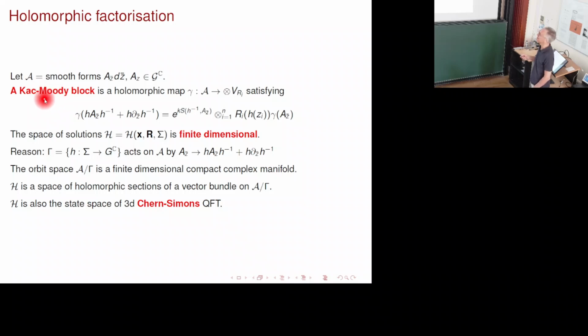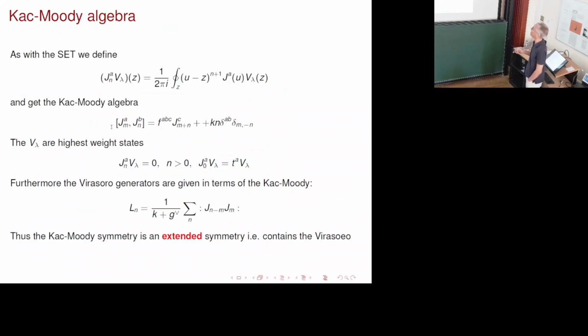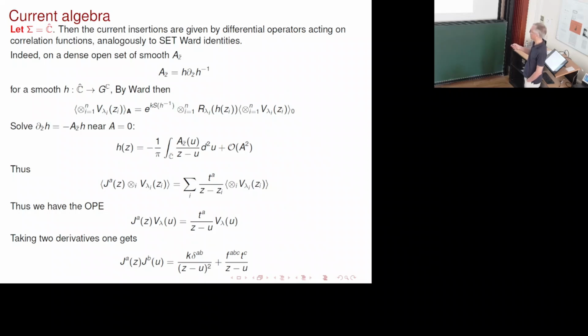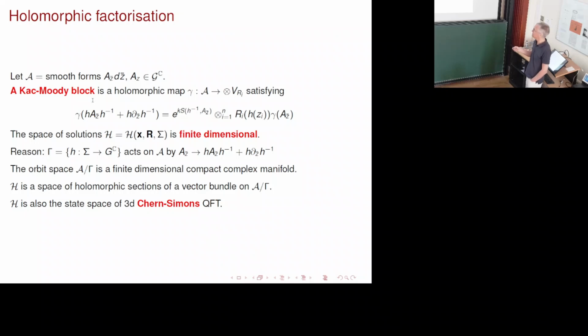Then let's define a Kac-Moody block. So let's look at smooth forms and take a holomorphic map from the space of smooth such forms to this tensor product of representations. Like our correlation functions took values in such a space, tensor product of representations, so that's the motivation here. Which have the transformation property that we had before. Here I was writing such formulae where I was varying only the Z bar component. So let's look at such functions.